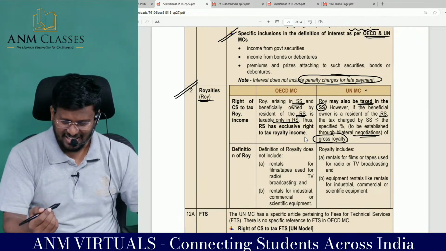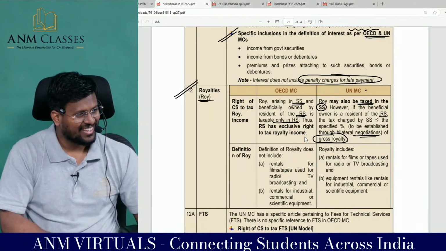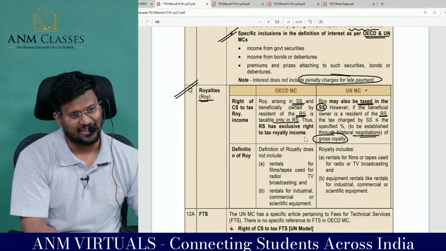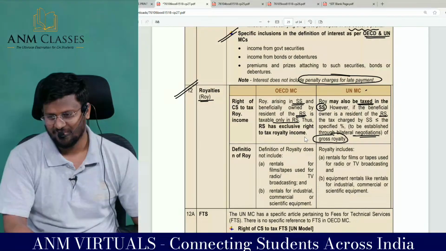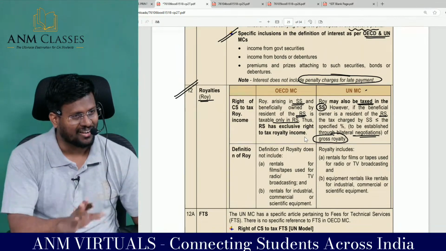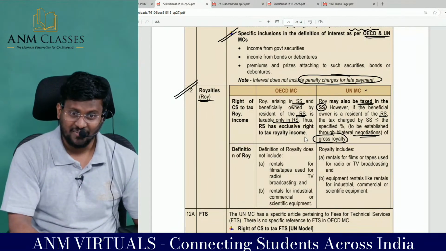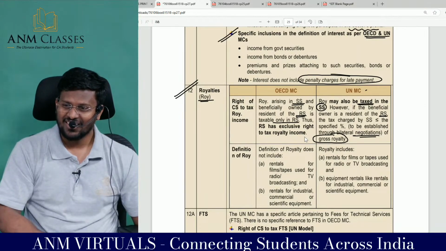But the UN model is saying no, you don't say like that. Why are you saying that? We, the source country, should also have the right. As per the UN model. India is entering only into the UN model. So all the UN model rules are based on the source state only, except business profit. There, if a permanent establishment is there, India is gone. Correct?